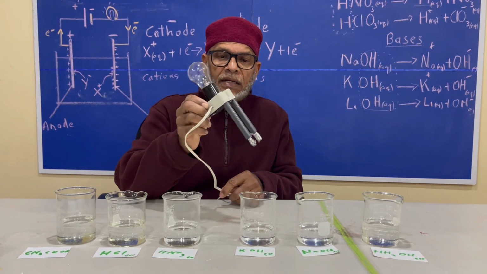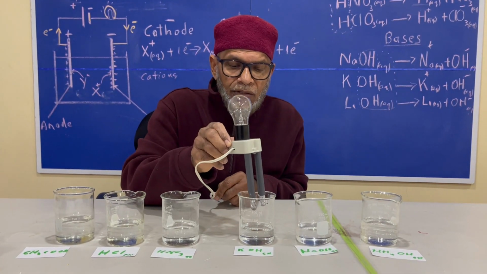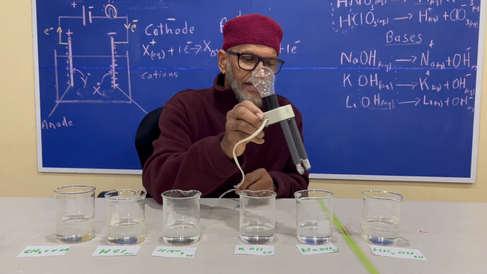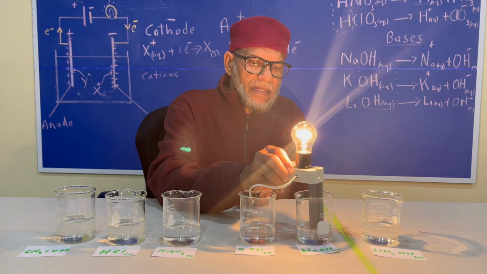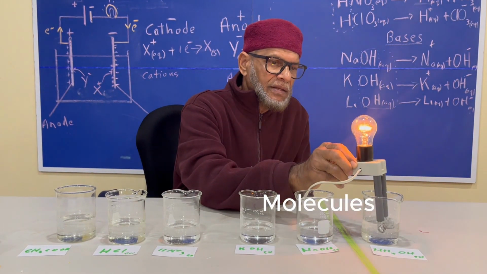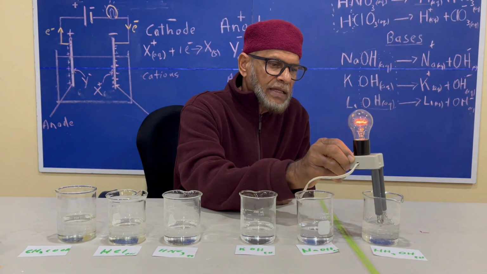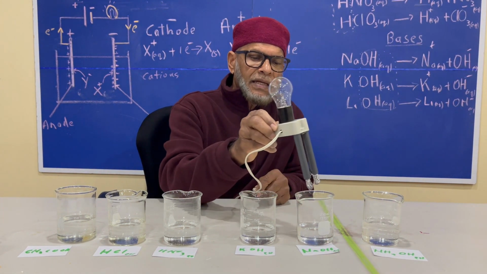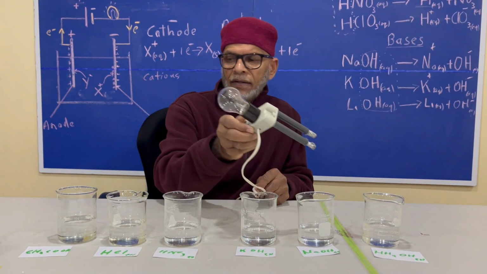We'll insert these electrodes into potassium hydroxide. It lights up brightly. Sodium hydroxide, again, similar to that. Ammonium hydroxide. See? We did not get the light bulb lighting up with that intensity as it did in these 2 here, okay? All right.